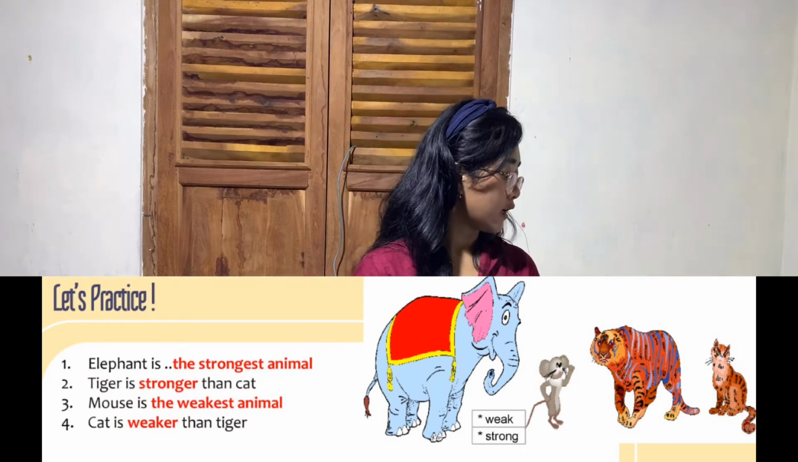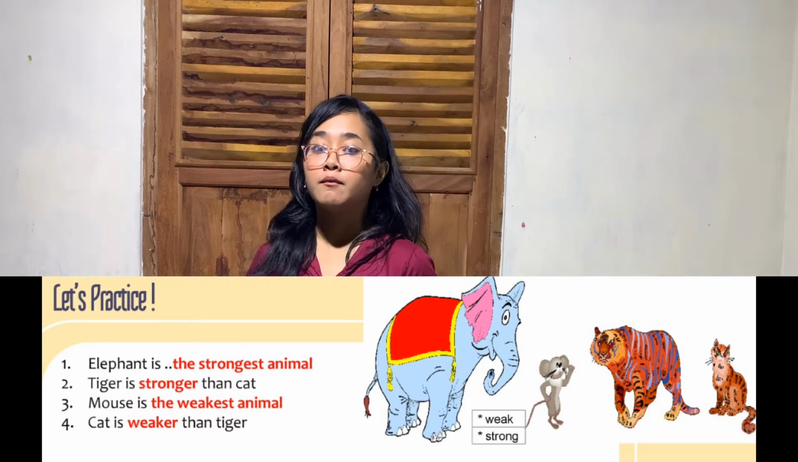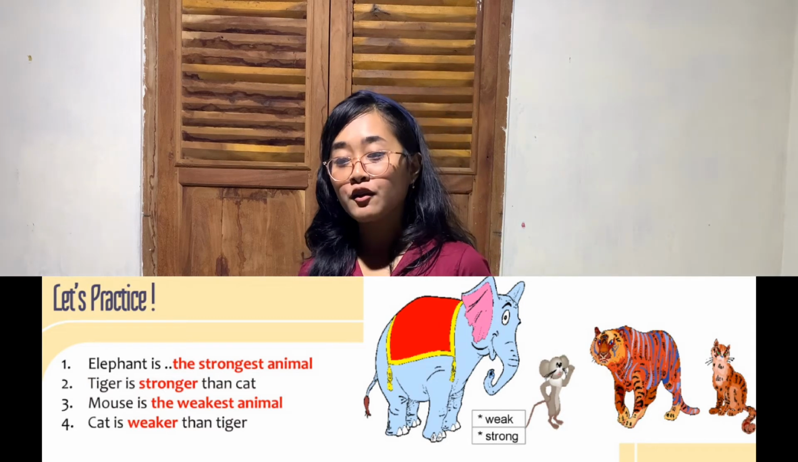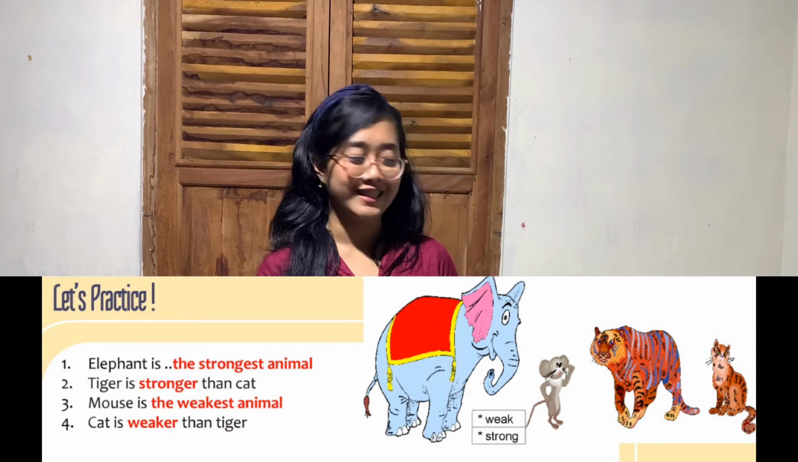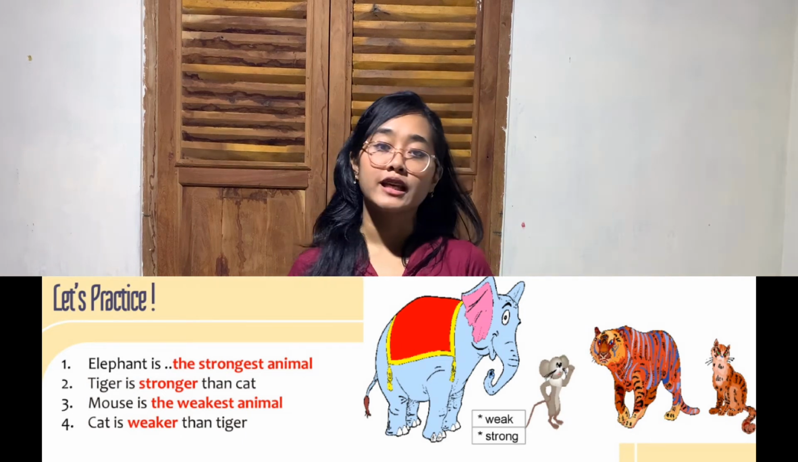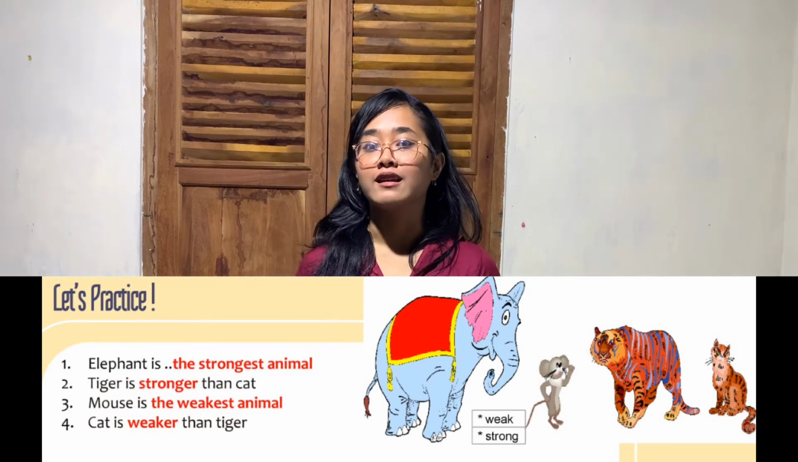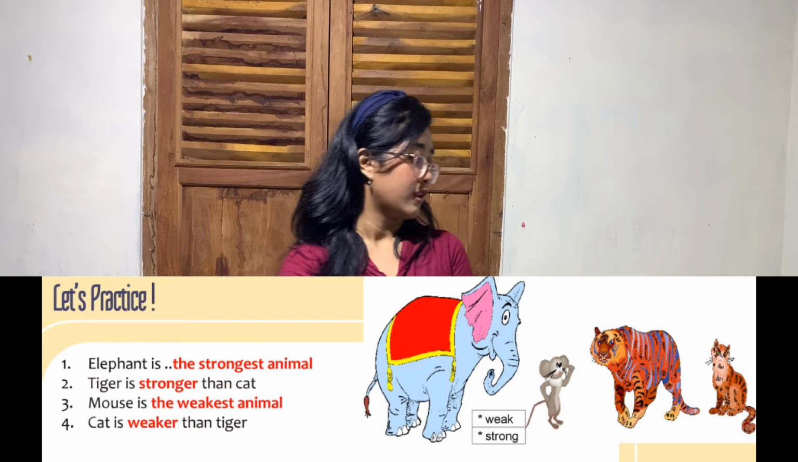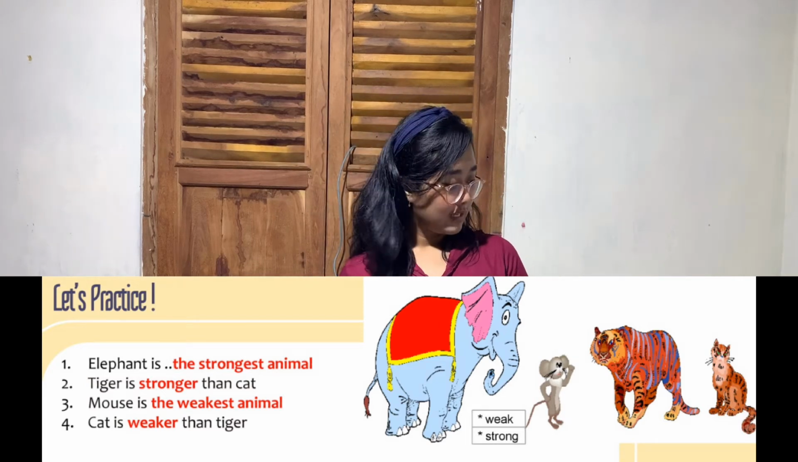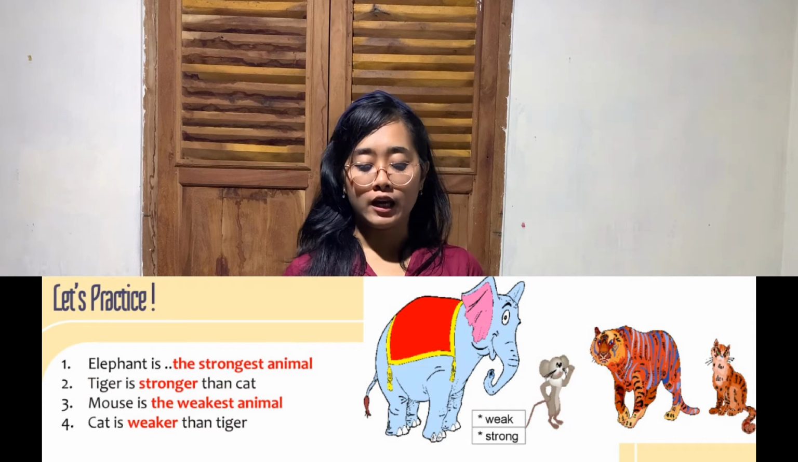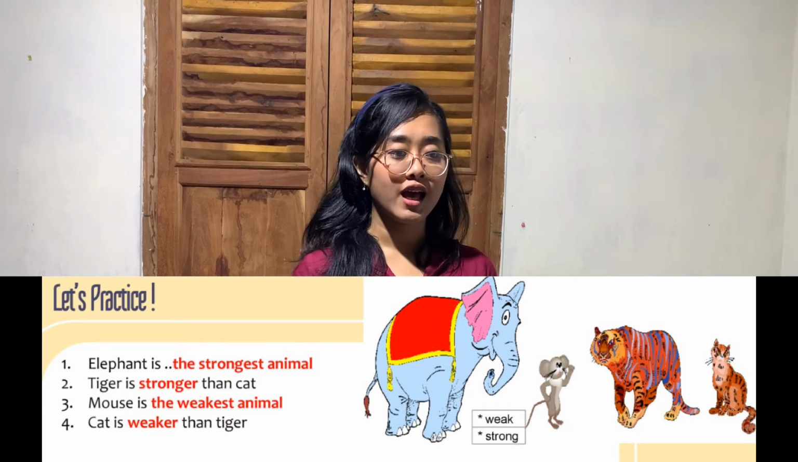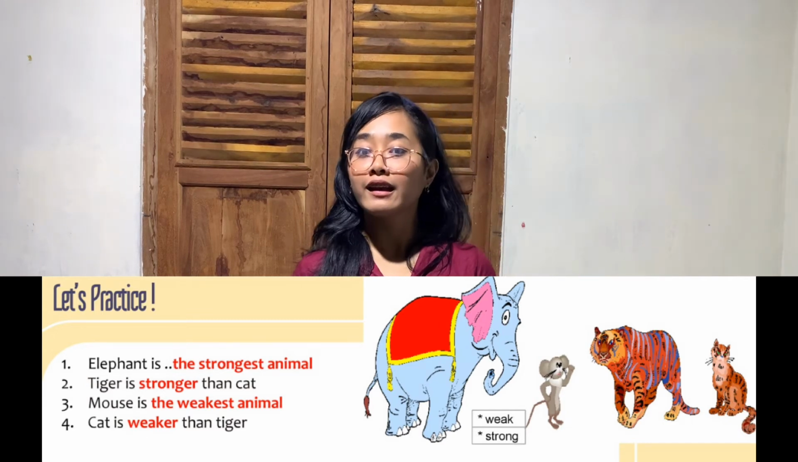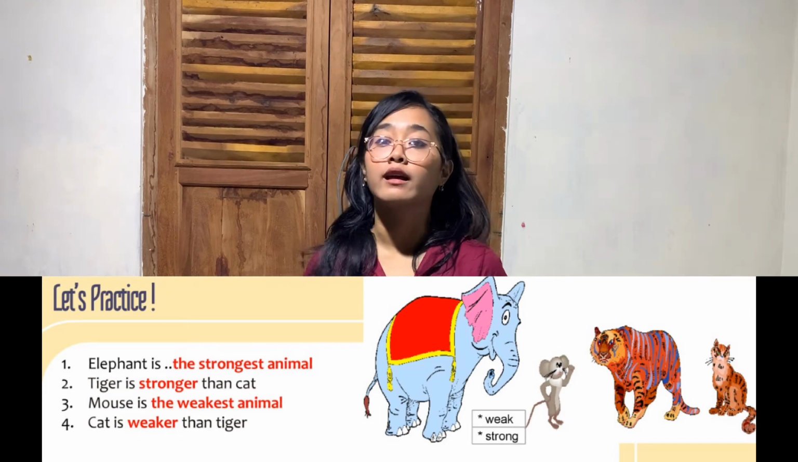Okay, good. Number 3, mouse is the weakest animal. Why? Anyone want to answer? Yes, are you? Okay, good. Because mouse is smaller than the others, the smallest animal, right? If compared to the others. Yes. Number 4, cat is weaker than tiger. Why? Anyone want to answer? Yes, you there? Okay. Yes, great. Because cat is smaller than tiger. So it must be weaker than tiger.